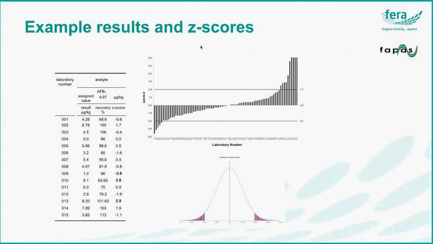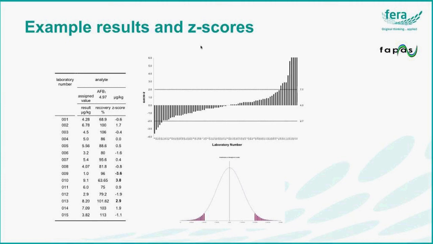In a Fapas report, you will see the results and the z-scores tabulated against the laboratory number. In a Fapas report, we highlight in bold font those z-scores which are outside plus or minus 2. We also provide a histogram of the z-scores to show what the distribution is compared to the other laboratories taking part and compared to the performance limits of plus or minus 2 z-scores.